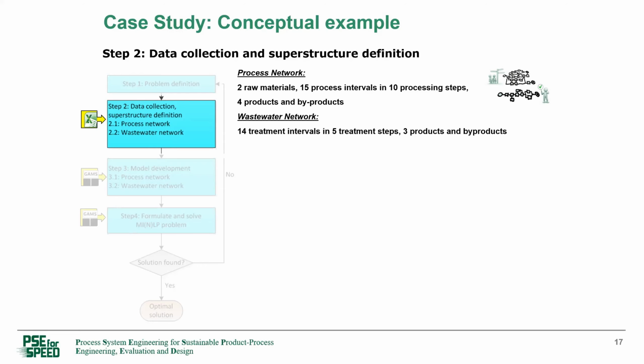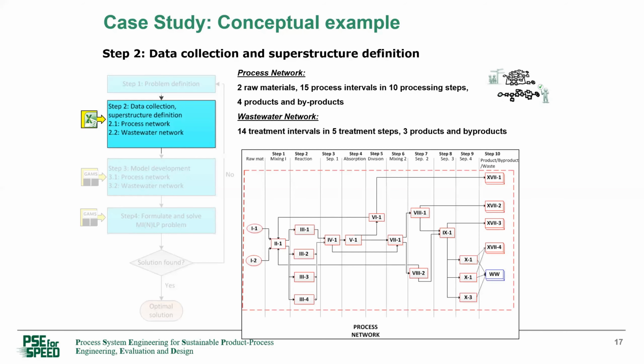If it is separation, the separation factor. If it is waste, the separation of the waste factor. If it is reaction, stoichiometry, and conversion, and so on. So that's the superstructure that we created then for the process network.